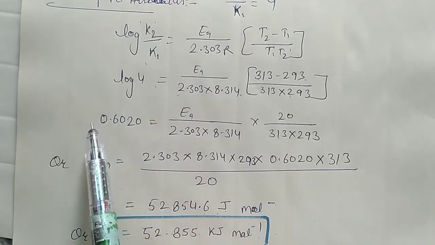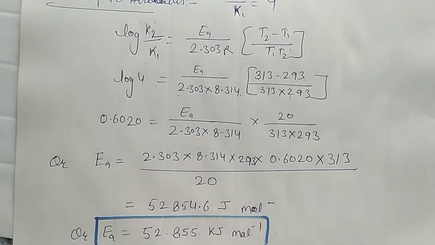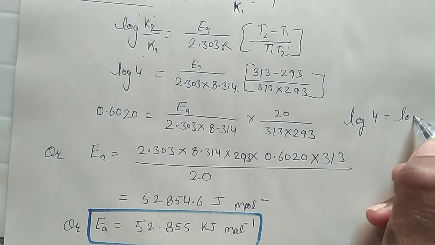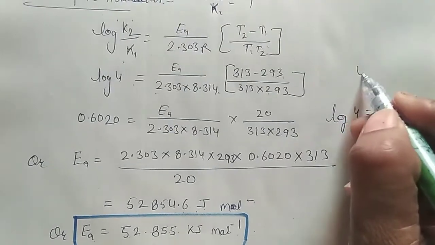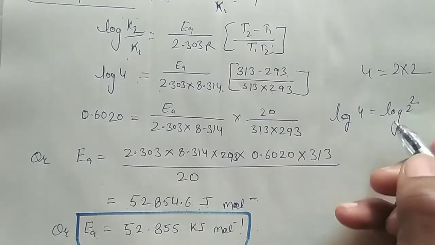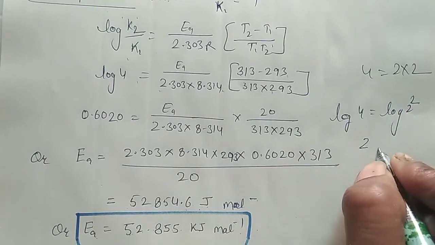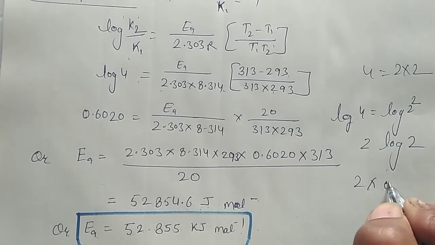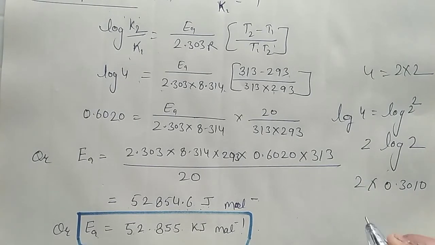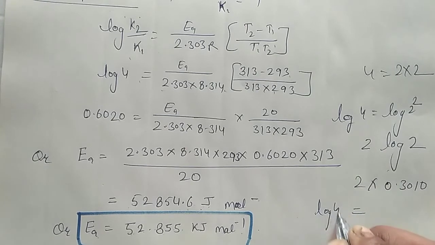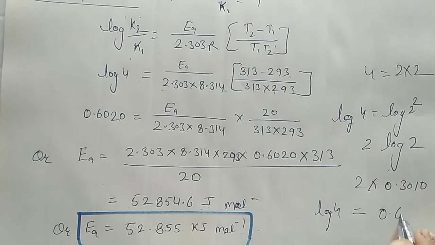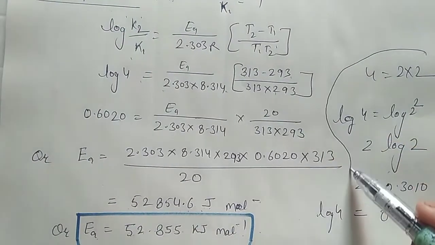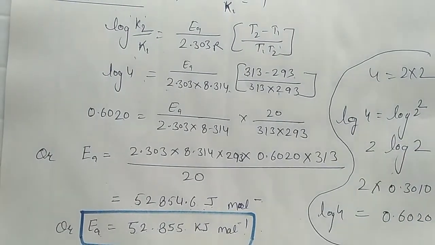Log 4 is 0.6020. How? I am telling you, log 4 means log 2 to the power 2, because 4 means 2 into 2. Log 2 to the power 2 means 2 log 2, and log 2 means 0.3010. So the log 4 will be equal to 0.6020. Okay, it is clear how the log 4 is calculated here.